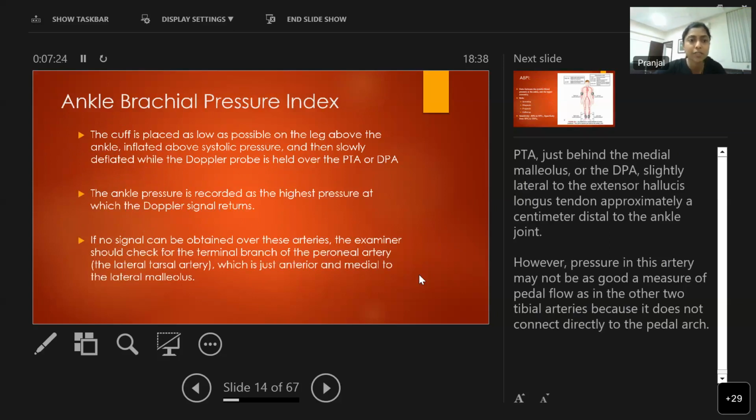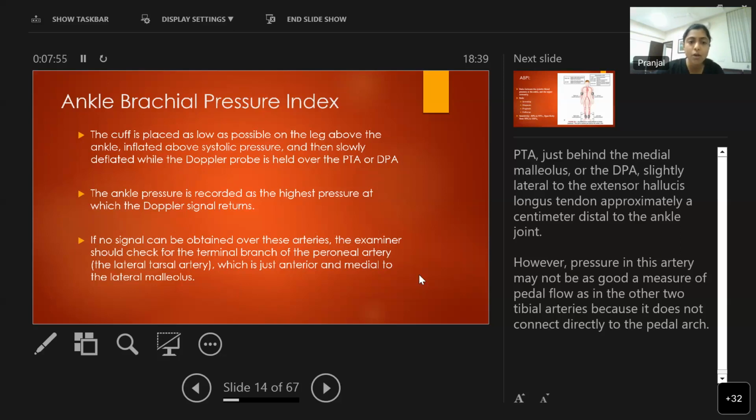In this, the cuff is placed as low as possible on the leg above the ankle and inflated above the systolic pressure, and then slowly deflated while the Doppler probe is held at the PTA, which is just behind the medial malleolus, or the DPA, which is slightly lateral to the extensor hallux longus tendon, approximately a centimeter distal to the ankle joint. The ankle pressure is recorded as the highest pressure at which the Doppler signal returns.